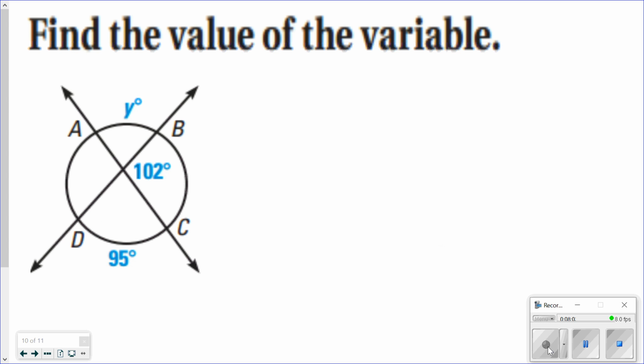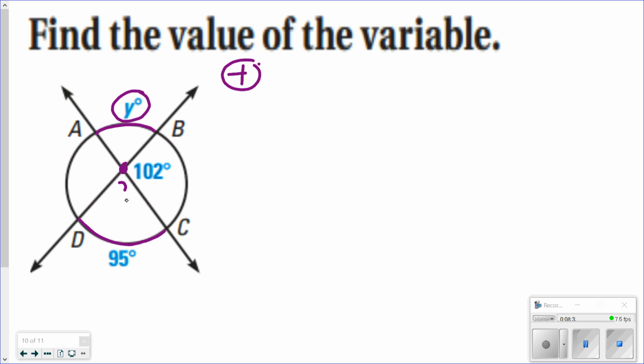Find the value of the variable. So we want to figure out y here. Now let's look at our two lines. The line crosses inside the circle. So would my equation use addition or subtraction? It would be the addition equation. But if I look at my two arcs, I have this arc here and this arc here. That's what I'm working with. I don't know this angle measure, and I need to know that angle measure to use my equation.